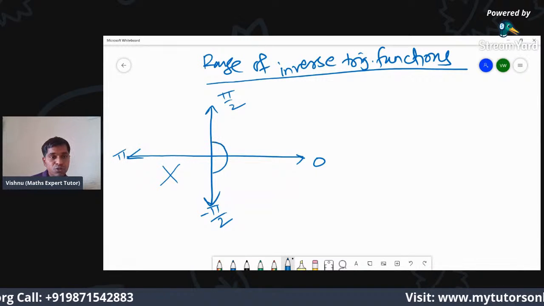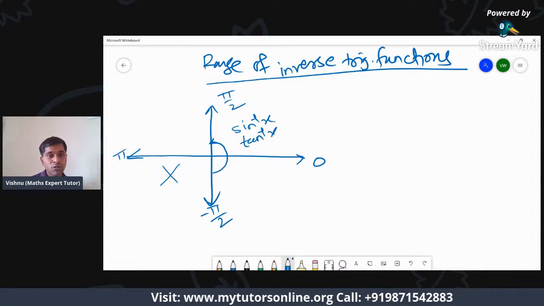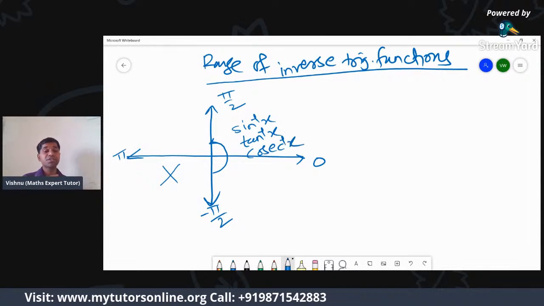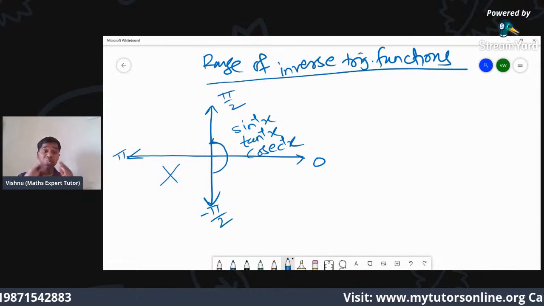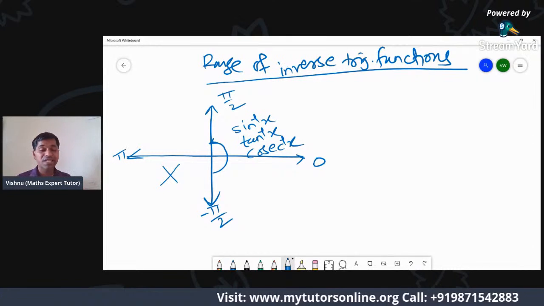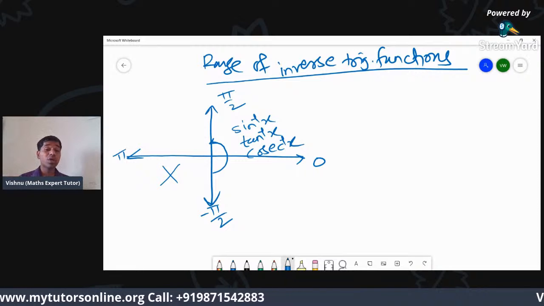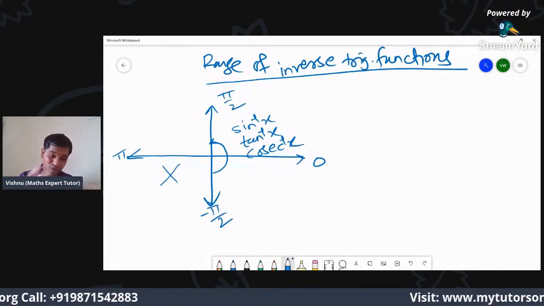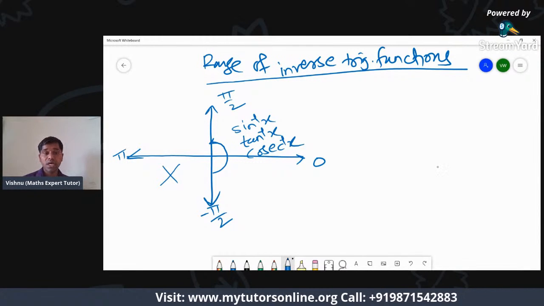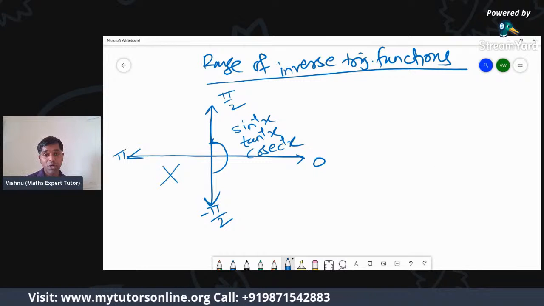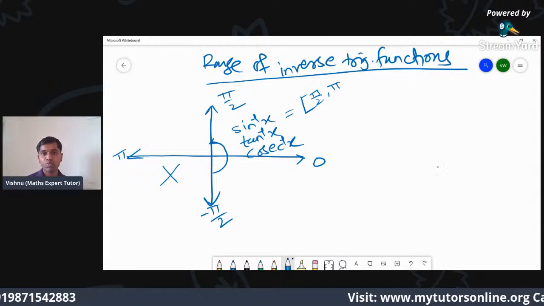Now consider three functions. These functions, sine inverse x, tan inverse x, and cosec inverse x, go hand in hand. In fact, there is one more correlation you will see subsequently in the class. First is with range, and another is with how they behave when the angle is minus. They also behave in the same way. We will see that as well. For right now, the range for sine inverse is minus pi by 2 to pi by 2. We saw it in the graph.